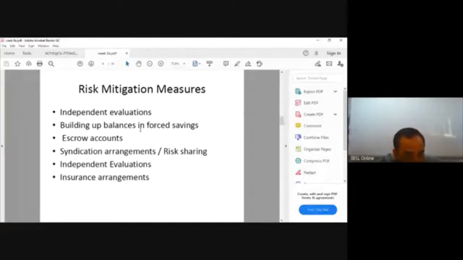Right. So lead arranger, keep that in mind. Lead arranger is the bank which is arranging a syndication, calling for other people to come and syndicate or participate.